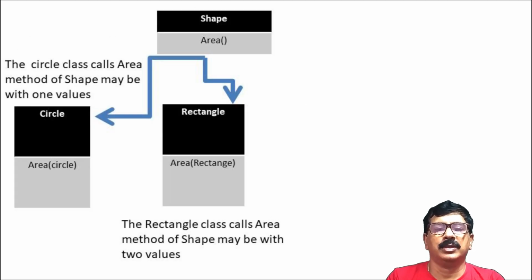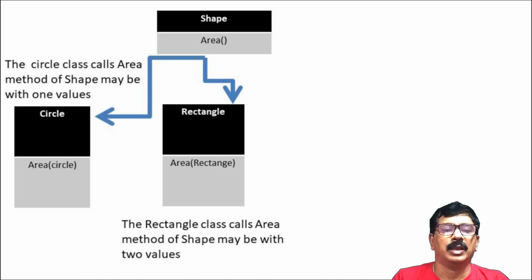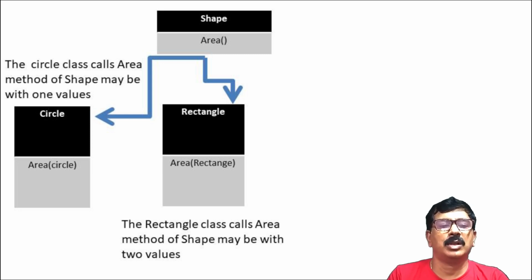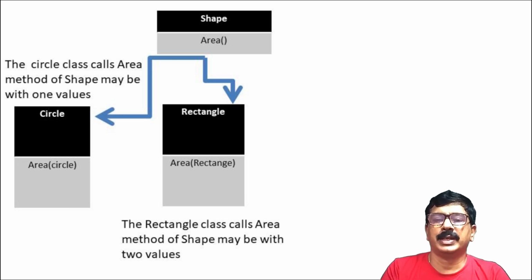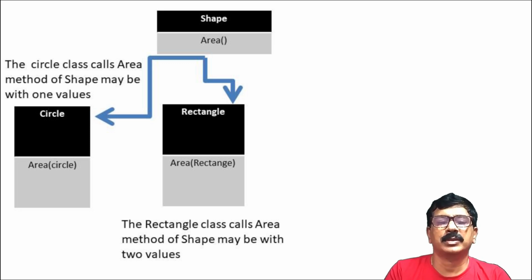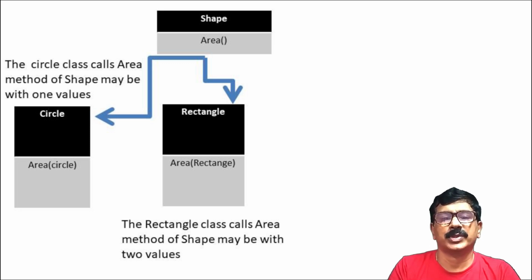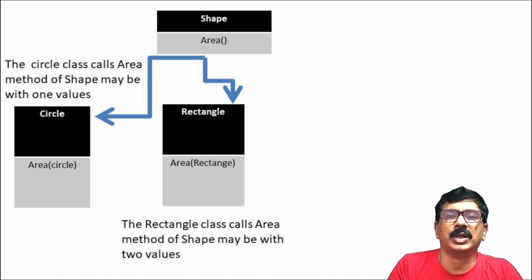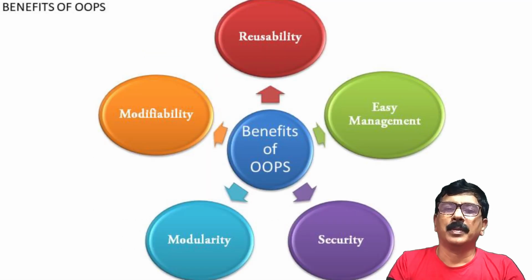On the screen you can see shape is one class. Along with that there are two classes, circle and rectangle. The circle class calls the area method of shape, maybe with one value. The rectangle class calls the area method of shape, maybe with two values. That means it will be in different forms, and this type of concept we'll call as polymorphism.